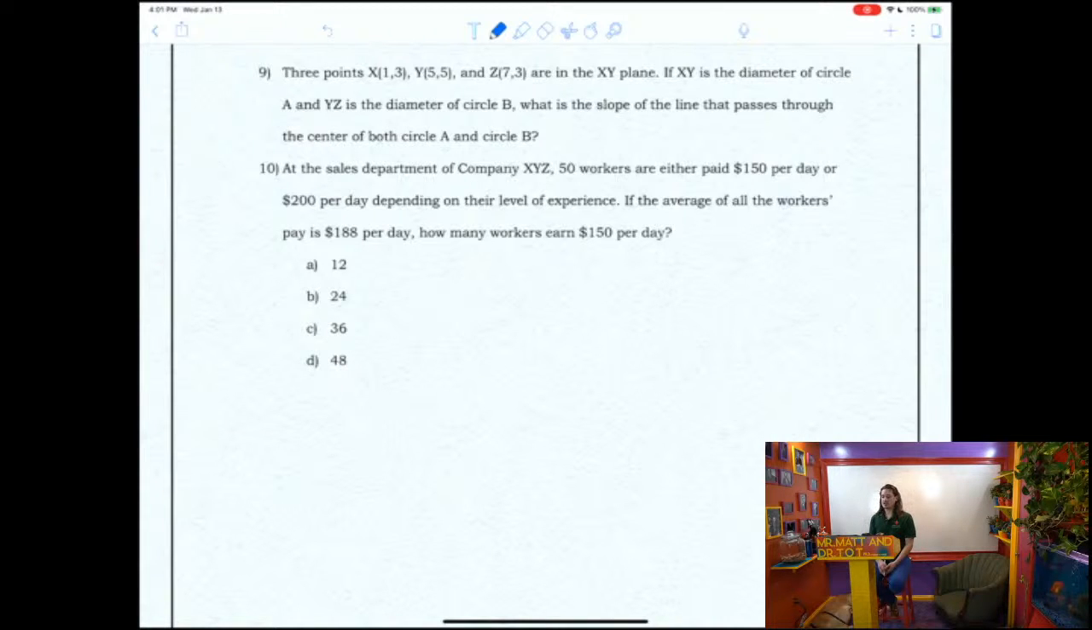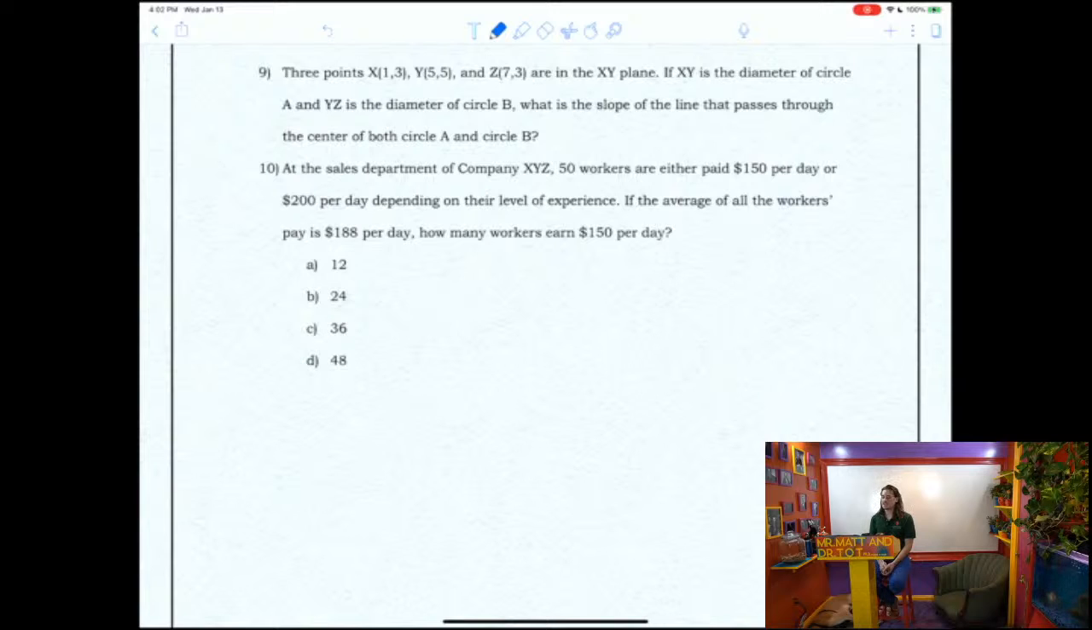So question number 9 asks, 3 points, X (1, 3), Y (5, 5), and Z (7, 3), are in the xy plane. If line segment XY is the diameter of circle A, and line segment YZ is the diameter of circle B, what is the slope of the line that passes through the center of both circle A and circle B?